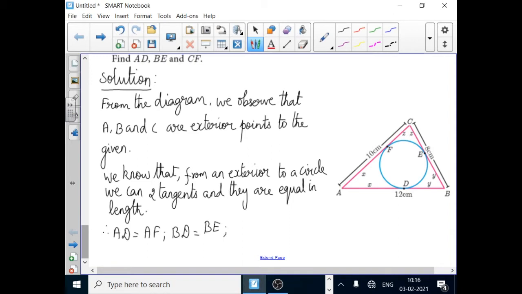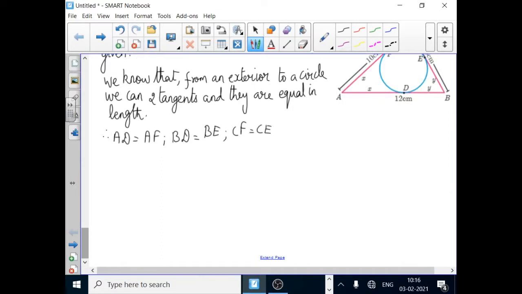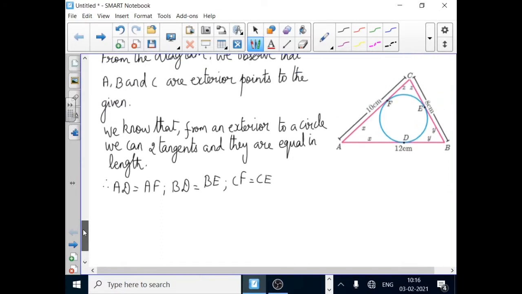Next, CF is equal to CE. So we can take those as being of equal length. So this length and this length are equal. Next, these two lengths are equal. Next, this length and this length are equal. Now let us take the measurements given.